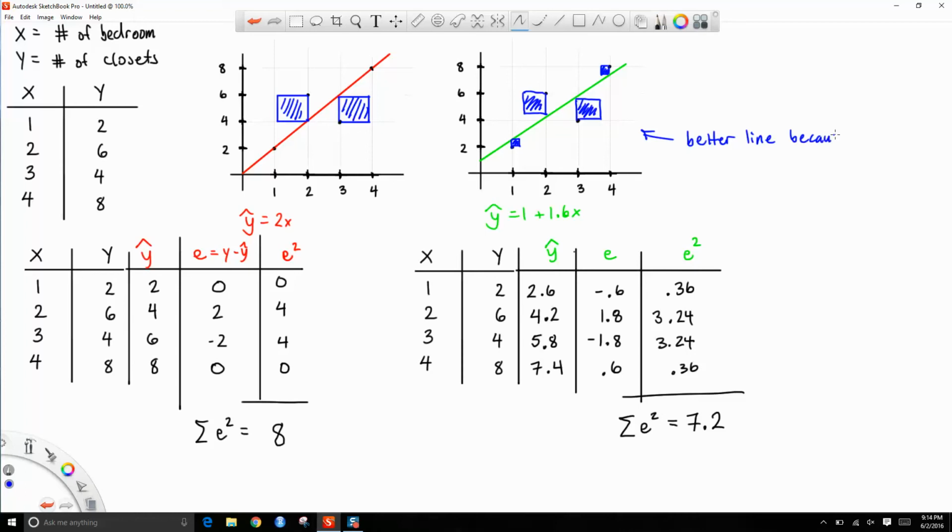Does it matter if the line starts at 0? Here the line starts at 0, because if I plugged in 0 for x, I would get 0 for y hat. And over here the line doesn't start at 0, it starts at 1, because if I plug in 0 here, I would get 1 for y hat. So is it okay that the line doesn't start at 0? Yes, it's okay.